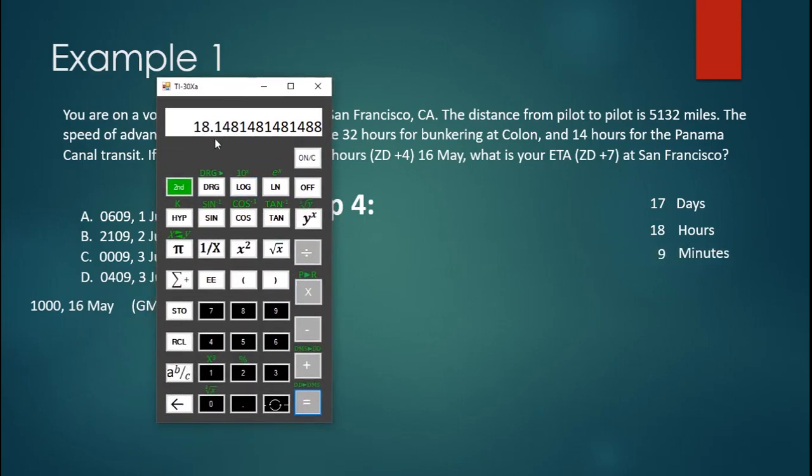We're going to knock off the whole number here of 18 minus 18 equals, multiply that decimal times 60, comes out to 8.8, and we'll just go ahead and round that to 9 minutes. So that's going to give us a total of 17 days, 18 hours, and 9 minutes.